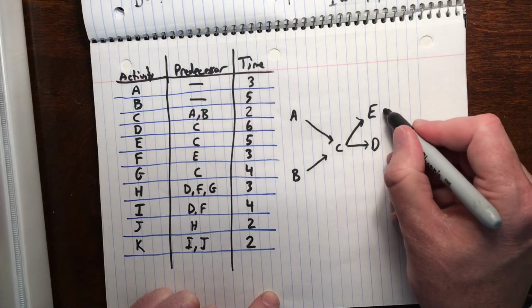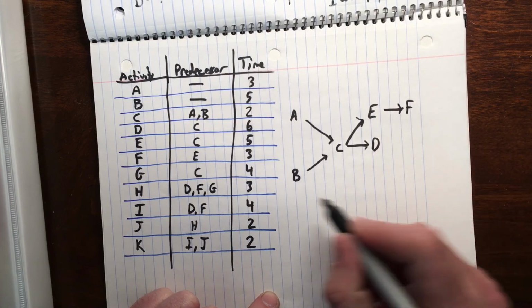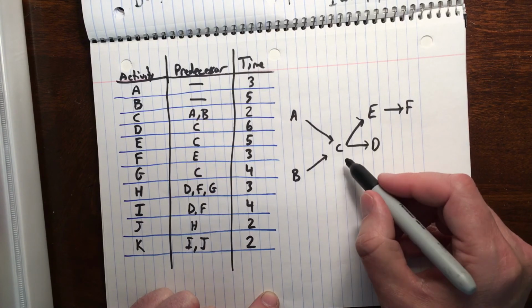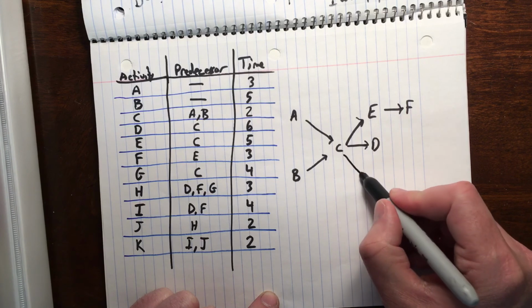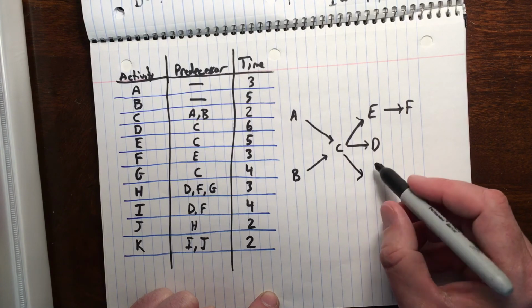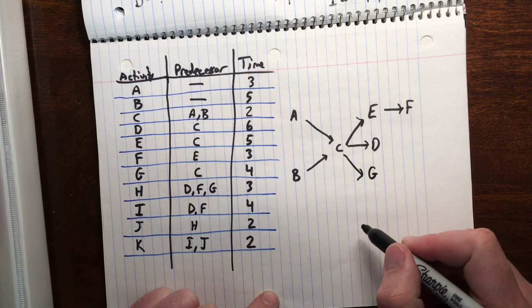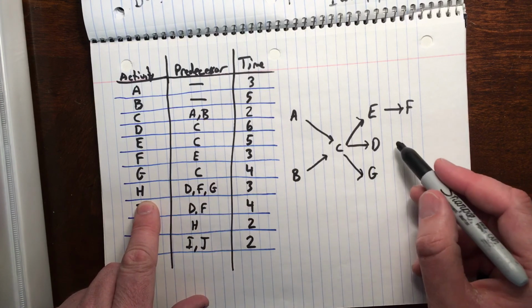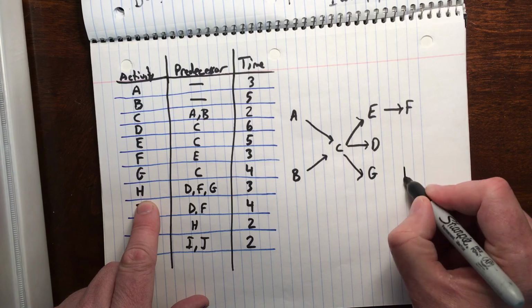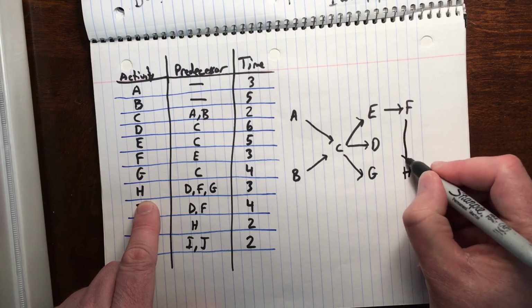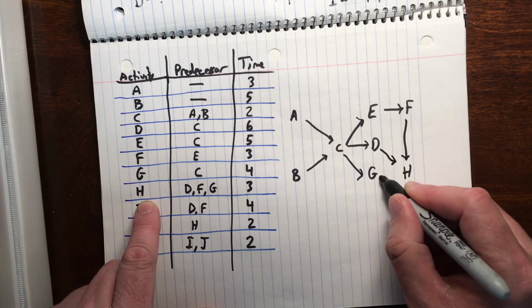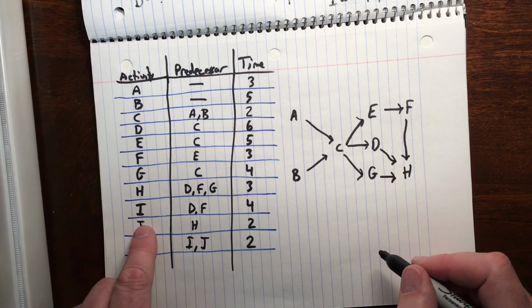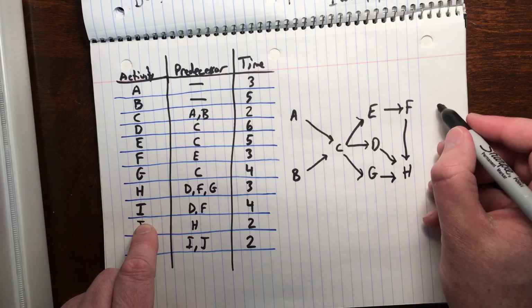F comes off of E. G comes off of C, so C actually bursts into three activities. H is going to come from D, F, and G. So H is a merge, D, F, and G. I comes from D and F.